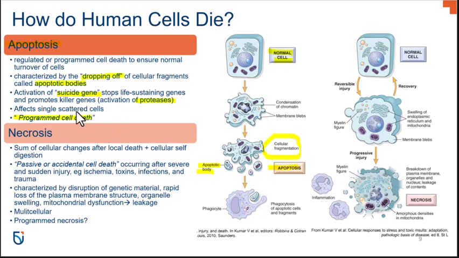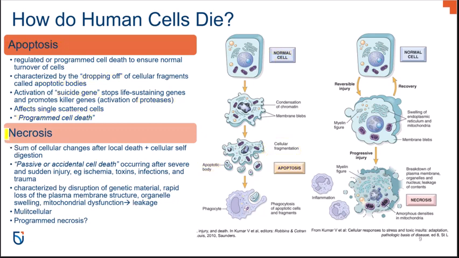An important feature of apoptosis in comparison to necrosis is that it affects single scattered cells as opposed to neighboring cells. So in other words, you're going to have apoptosis of this cell. You're going to have apoptosis of that cell over there, as opposed to apoptosis of a whole bunch of different cells all near each other. So in other words, it's a very nice, neat, particular process.